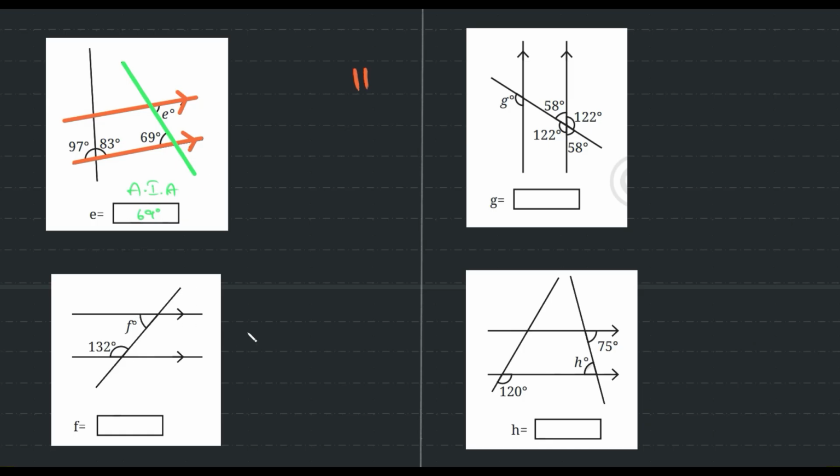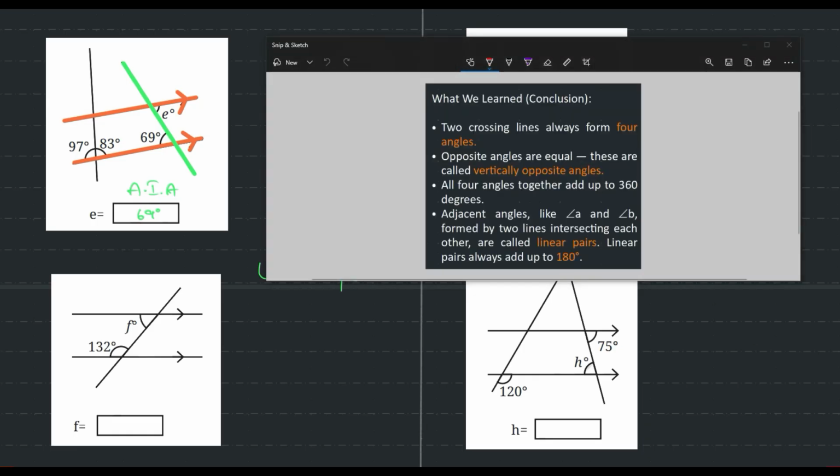Now, how will we figure this out? Think about it, pause, think. I'll give you guys a clue. We need to make use of linear pair. I hope you guys remember linear pair. This was the theory part that I showed you guys.